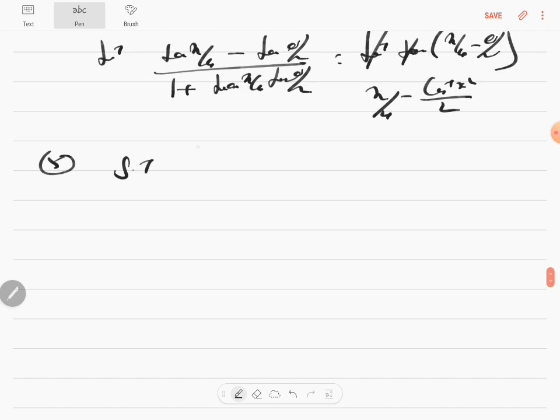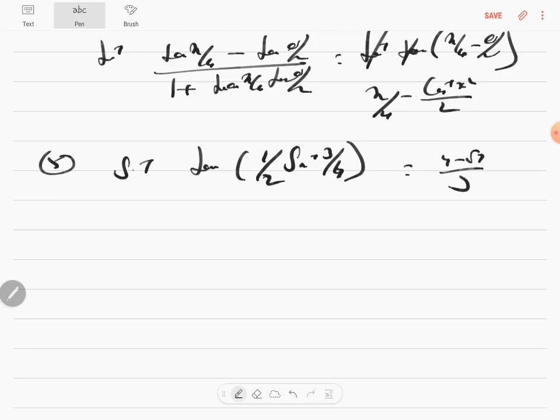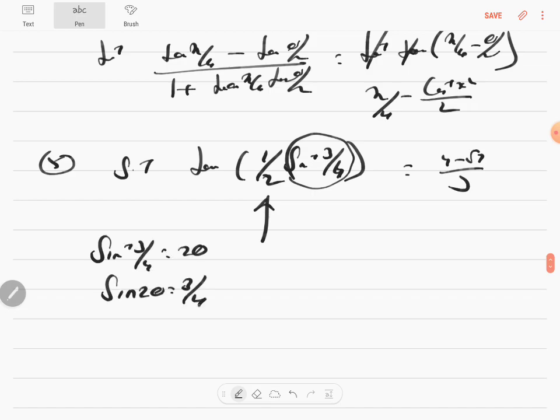Show that tan of half of sine inverse of 3 by 4 is equal to (4 minus root 7) by 3. I don't want a half of sine inverse. I don't want a 2 times or a half times. Then I'll assume sine inverse of 3 by 4 itself as 2 theta. Sine 2 theta is equal to 3 by 4. And substituting here, tan of half of 2 theta is just tan theta as your answer.